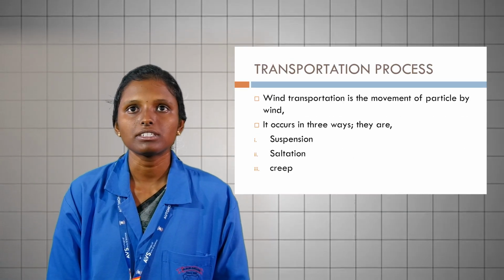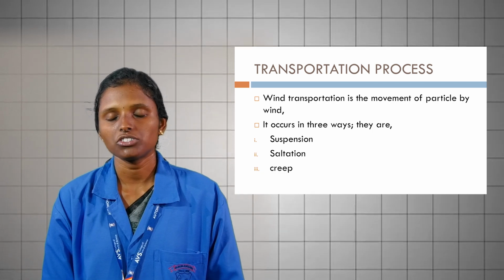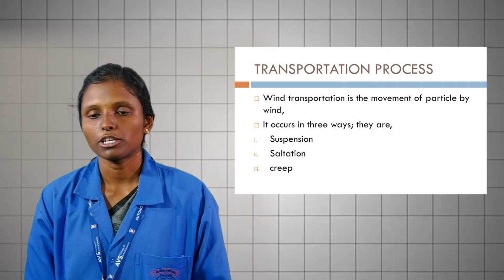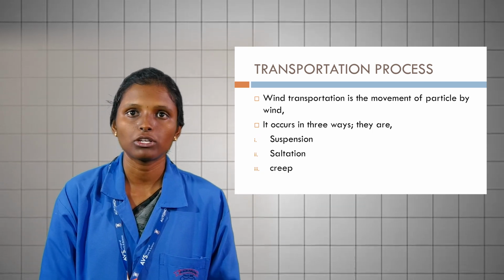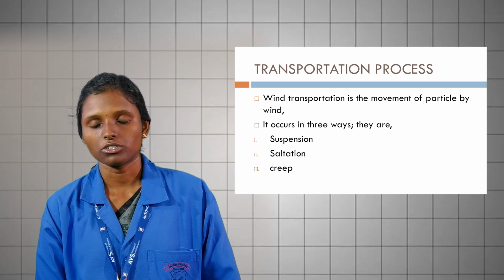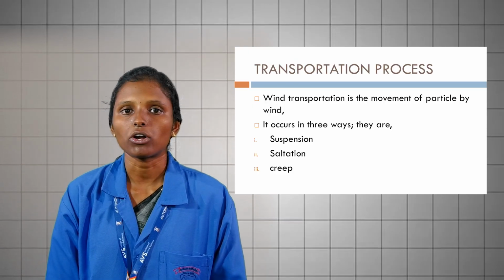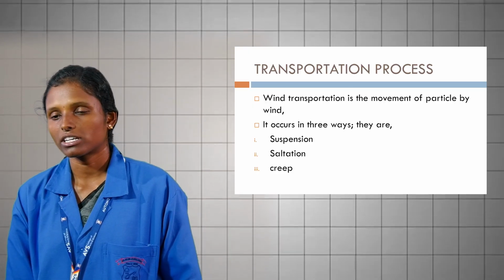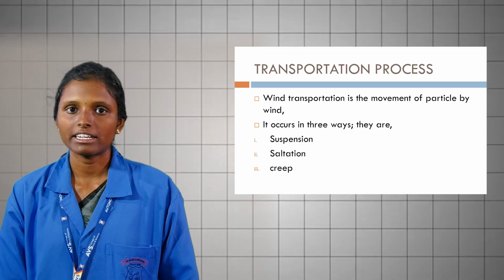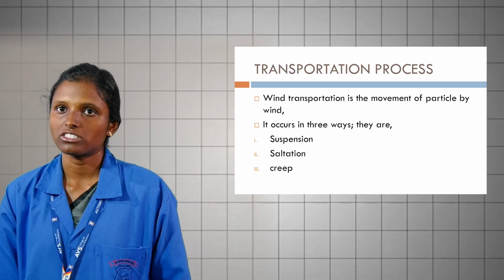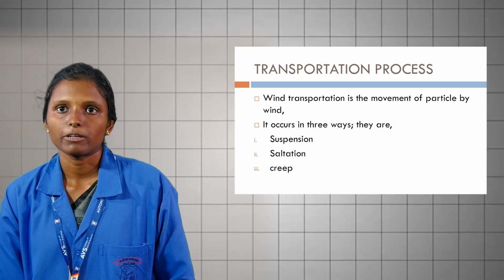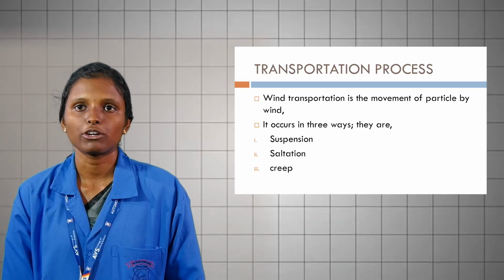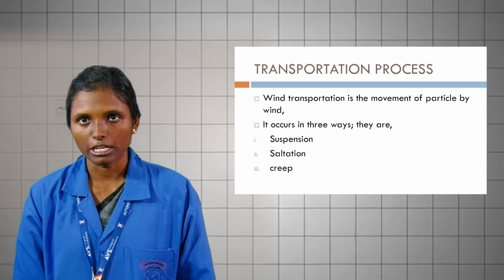And the next one is the transportation process. What is transportation? Transportation is nothing but carrying a material from one place to another. In the desert areas, sand, silt and clay particles are transported over certain distances based on their size and shape. There are three types: one is suspension, second one is saltation, and third one is creeping.